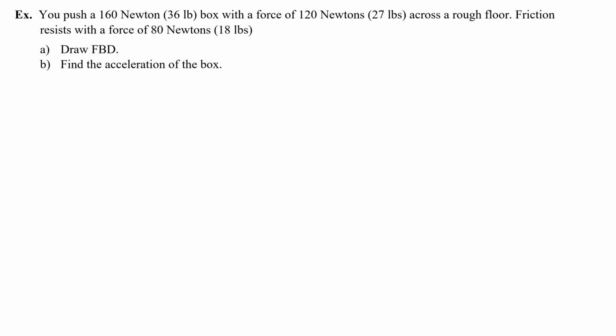You push a 160 Newton or 36 pound box with a force of 120 Newtons, which is 27 pounds of force, across a rough floor. So rough floor, whenever you see that, that means there's going to be friction. Friction resists with a force of 80 Newtons, which is about 18 pounds of force. Draw a free body diagram, then find the acceleration of the box.